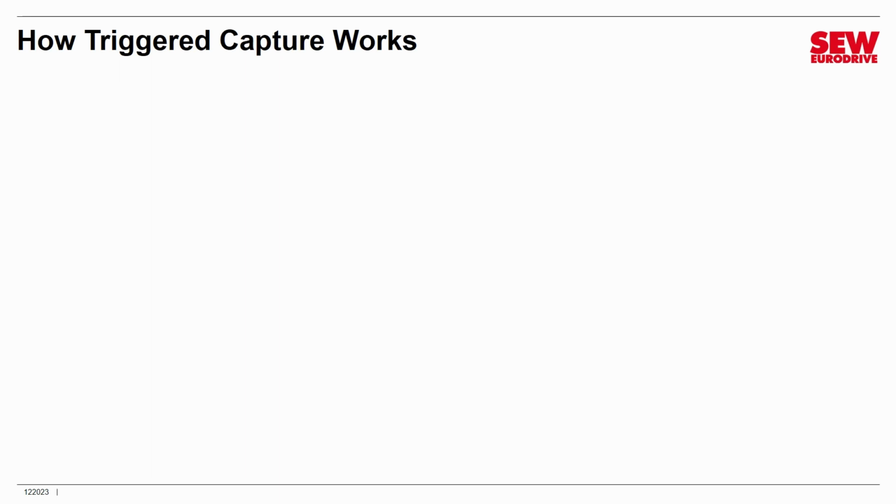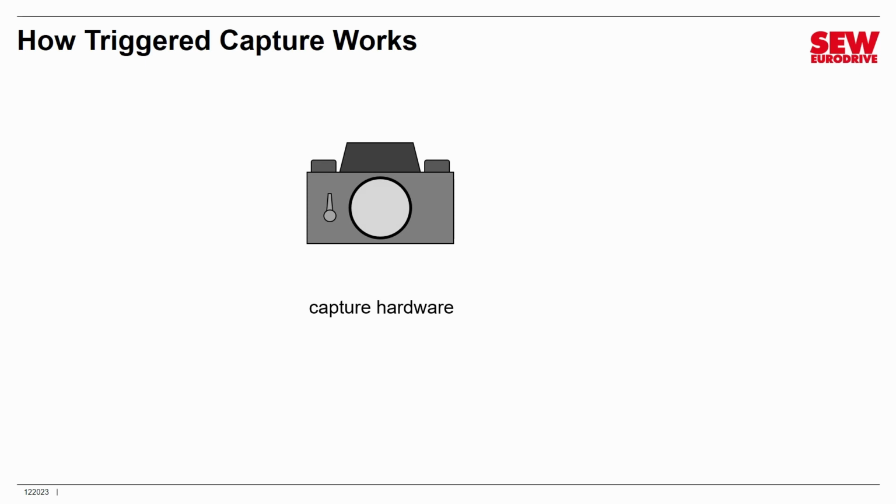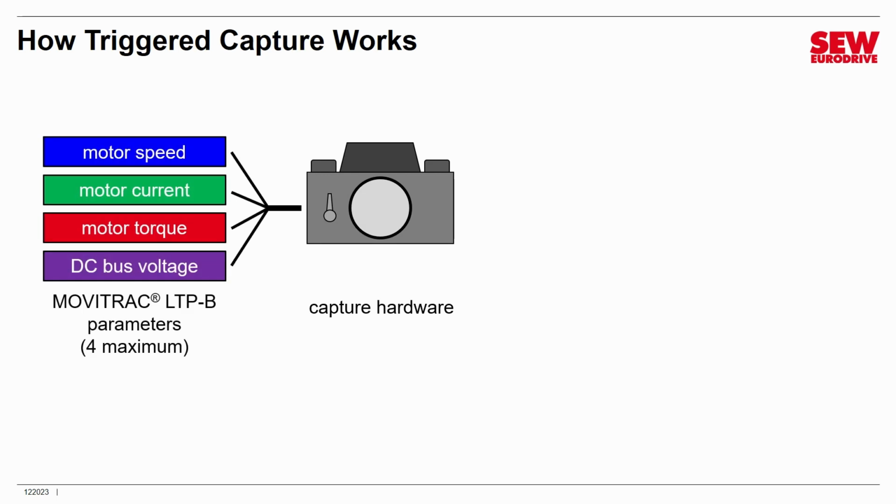Now let me explain how triggered capture works. This is actually kind of interesting when you dig into it. What we're going to do is sort of talk about what the scope is doing behind the scenes. Think of the scope sort of like a camera. It contains some capture hardware that electrically monitors the 4 parameters that you have selected from within the VFD. Let's say, for example, that we're going to monitor the motor's speed, current, torque, and the DC bus voltage. You can monitor a maximum of 4 parameters at a time.